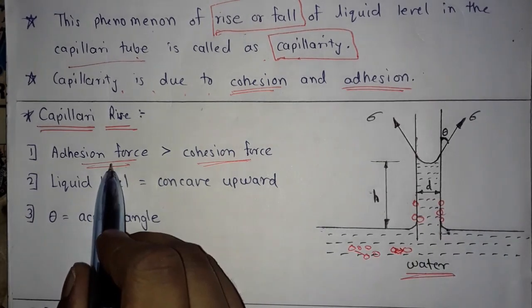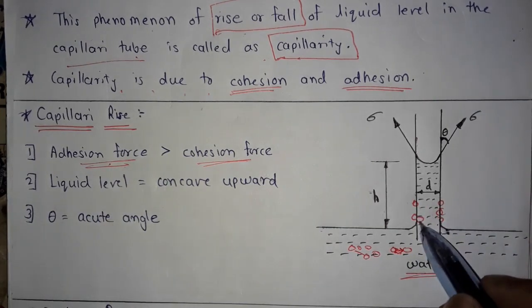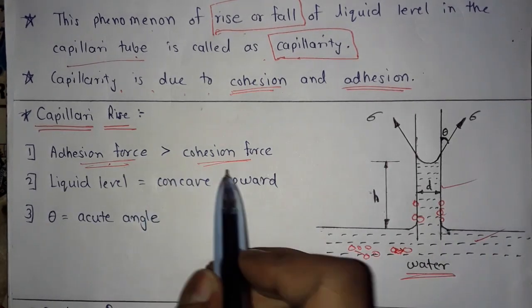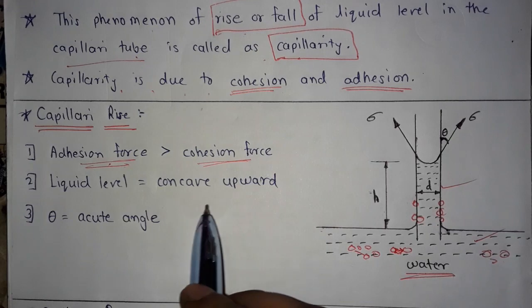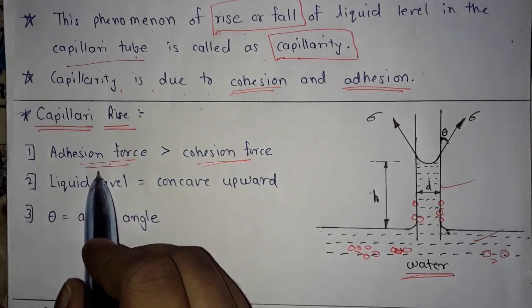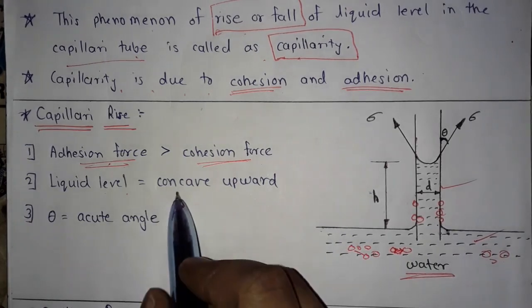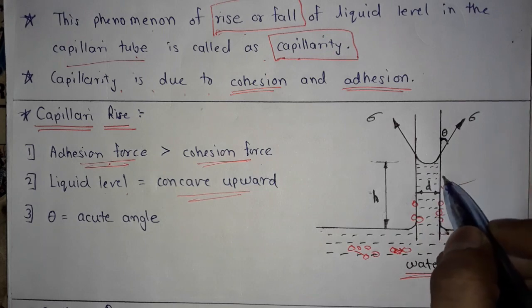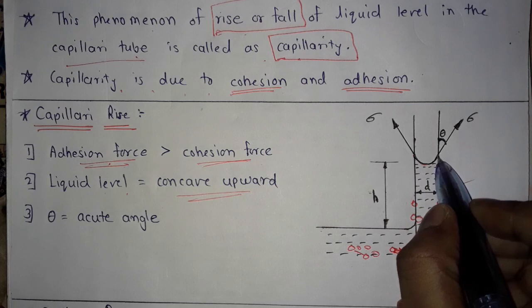When the adhesive force, that is the attraction force between the molecules of the water and the tube, is greater than the cohesive force, that is the attraction force between the water molecules, then the capillary rise occurs. The liquid level, in this case, is concave upward, which means the liquid which rises will be shaped like this, concave upward.